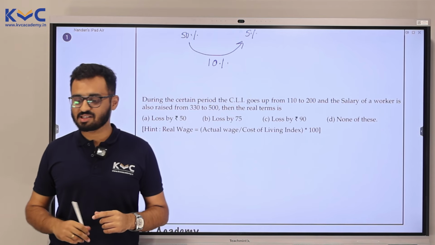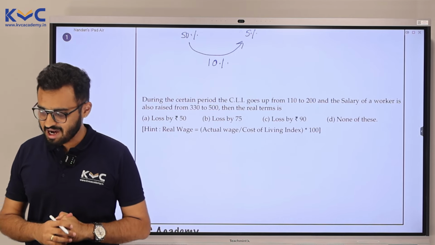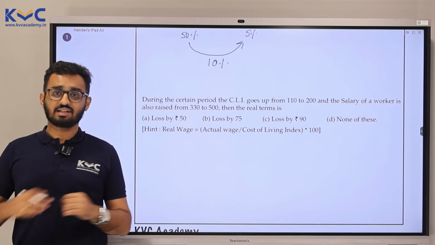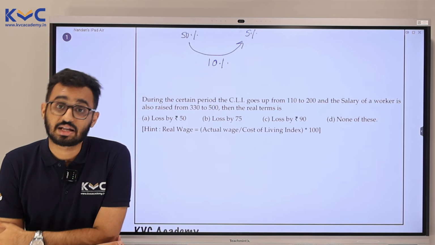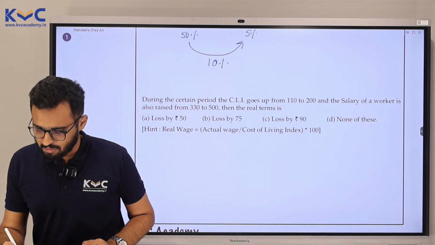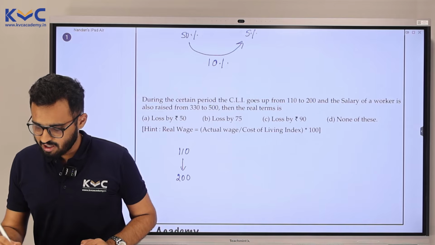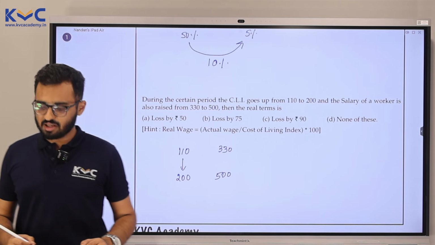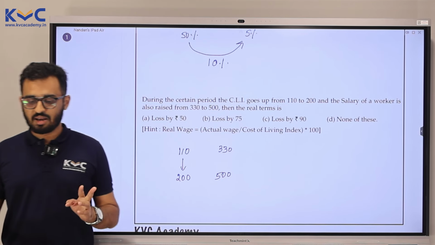Okay, the last question. During a certain period, the CLI goes up from 110 to 200 and the salary of a worker is also raised from 330 to 500. Then the real terms is, remember we had solved a question on GNP, real GNP was asked. This is something like that. See what has happened, cost of living goes up from 110 to 200. Correct? From 110 it goes up to 200. At the same time his wages went up from 330 to 500. Then the real terms is loss by rupees 50, loss by rupees 75, loss by 90, none of this.